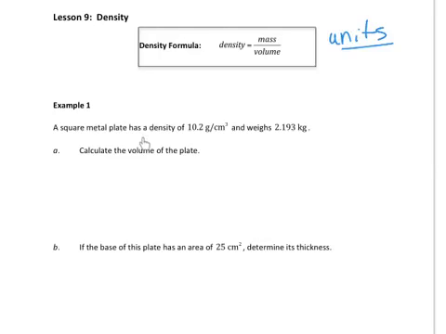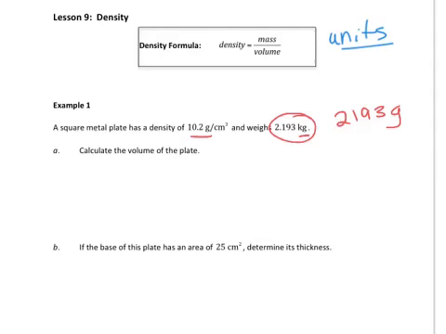A square metal plate has a density of 10.2 grams per cubic centimeter and weighs 2.193 kilograms. So right away, our kilograms does not match the density value of grams per cubic centimeter. We need to convert the kilograms to grams. Well, there are 1,000 grams per kilogram, so the 2.193 kilograms ends up being 2,193 grams. Then we can do our calculation once our units match.